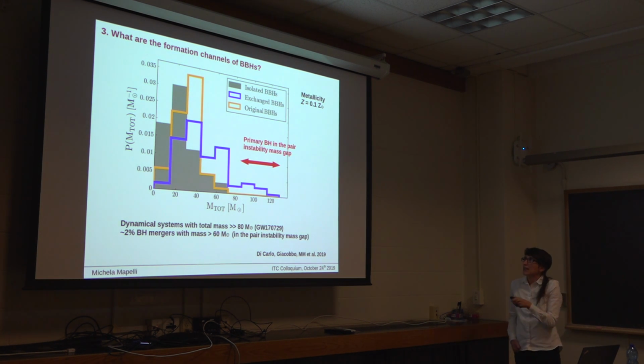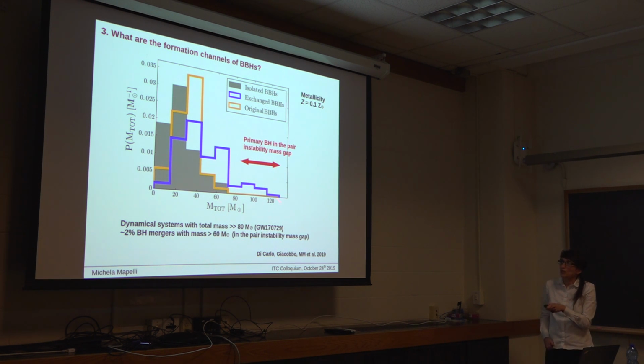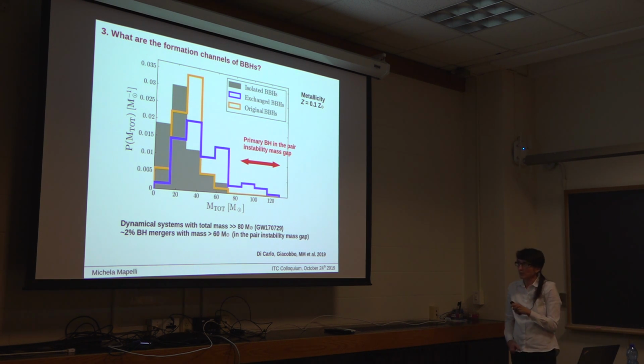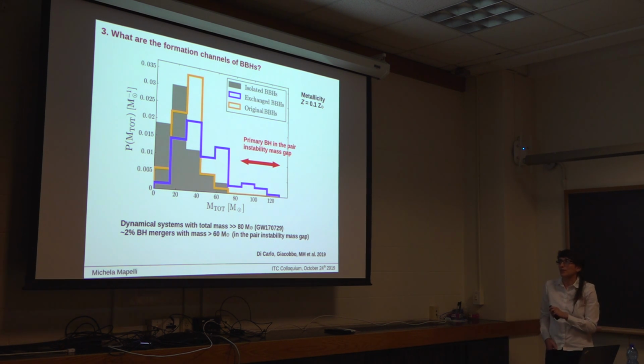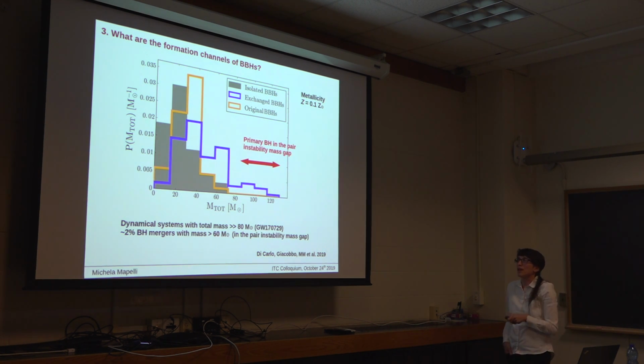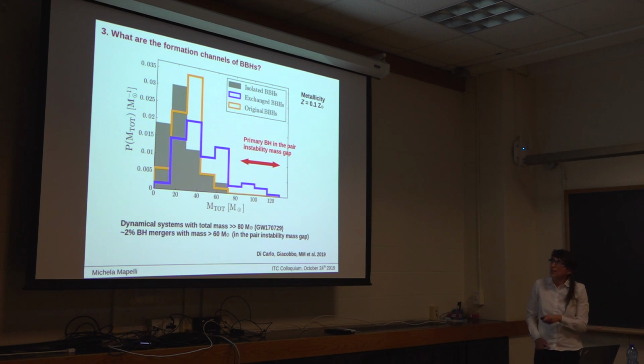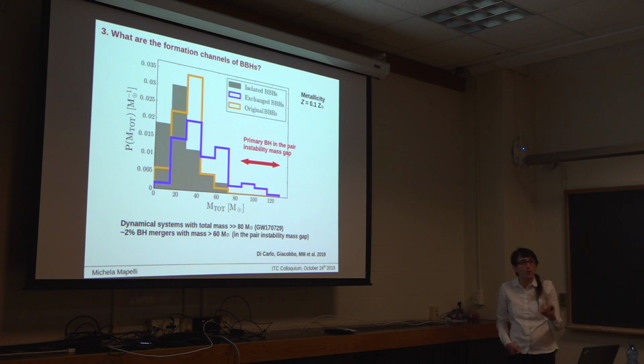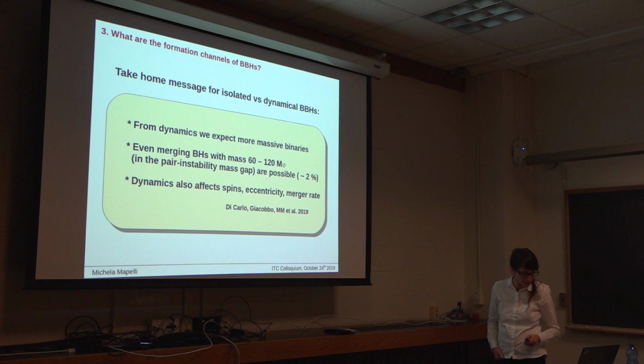And finally, here, among those very massive systems, a fraction of them has a primary black hole in the pair-instability mass gap. So about 2% of these merging binaries host a black hole with a mass in the pair-instability mass gap. And these are not second-generation black holes like the ones that Carl recently studied. These are black holes that form from multiple mergers of very massive stars and can avoid pair-instability. I can give you more details later if you're interested.